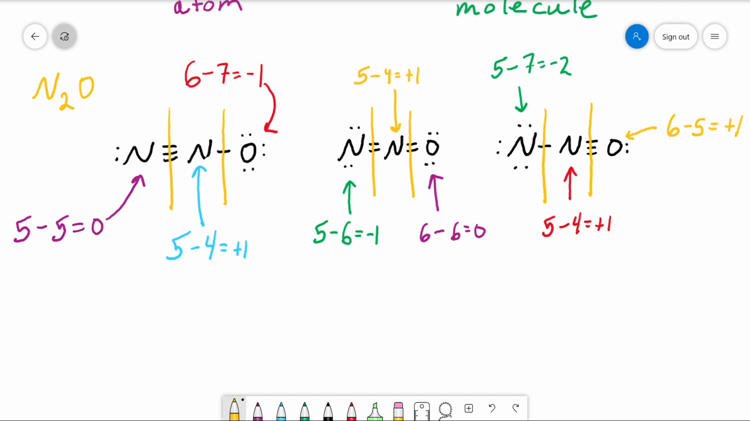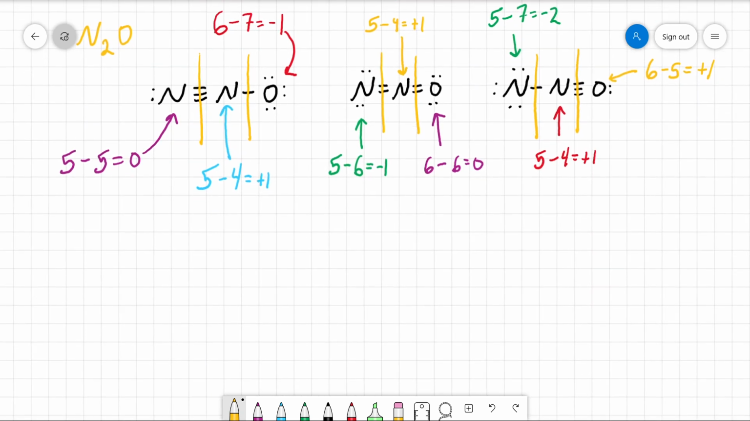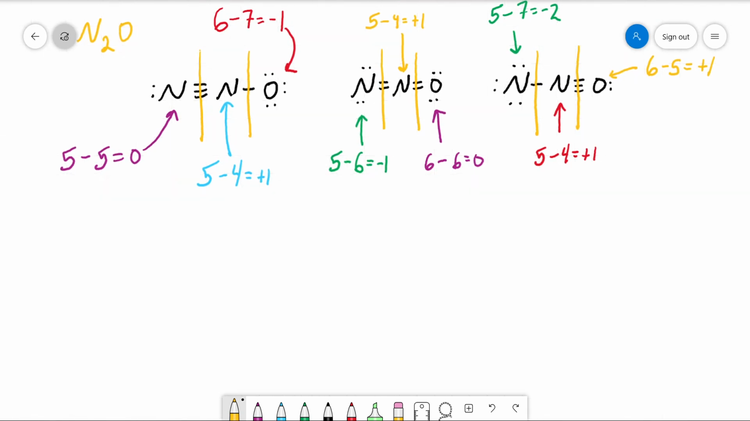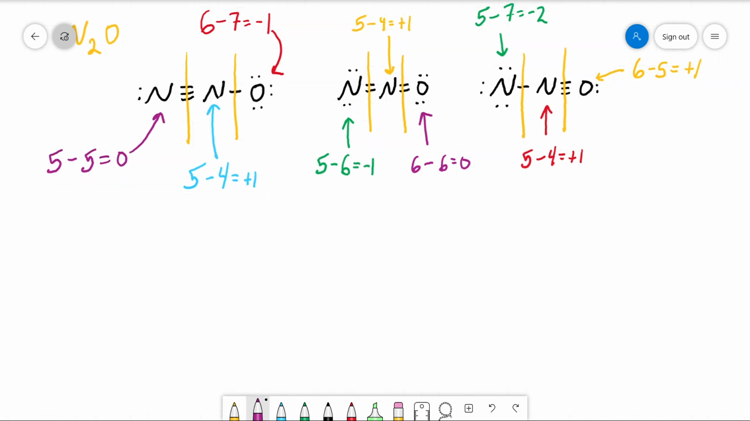We can go ahead and use them to evaluate which structure is better. So, some things to look out for. 1.